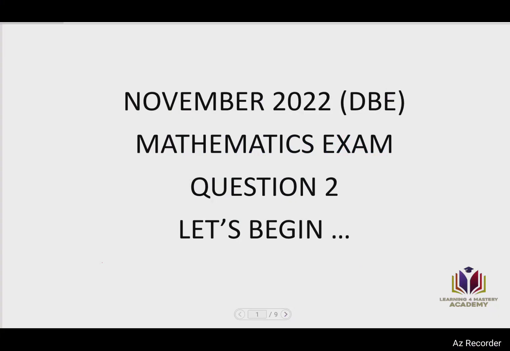In this lesson, we're going to be going through the November 2022 DBE mathematics exam, particularly question 2. Now, without wasting any further time, let's get into it. So this is what we are given. The information provided to us for question A reads as follows. The first term of a geometric series is 14 and the sixth term is 448.